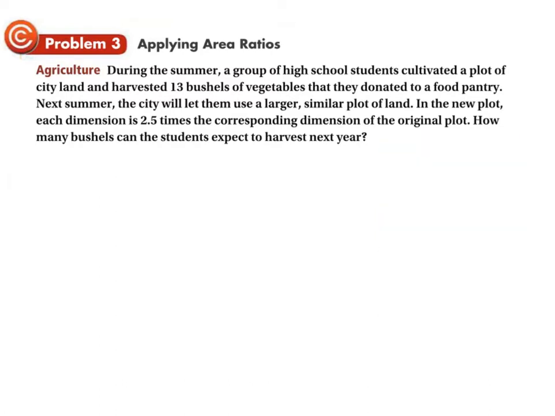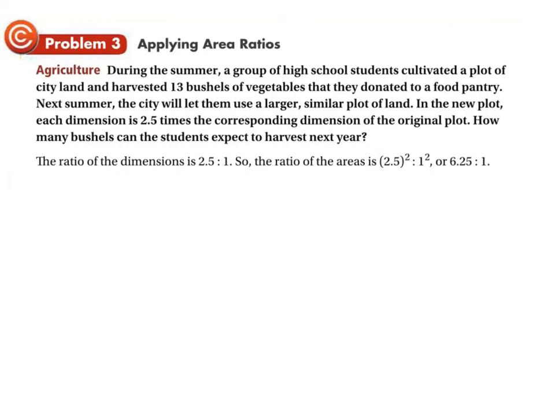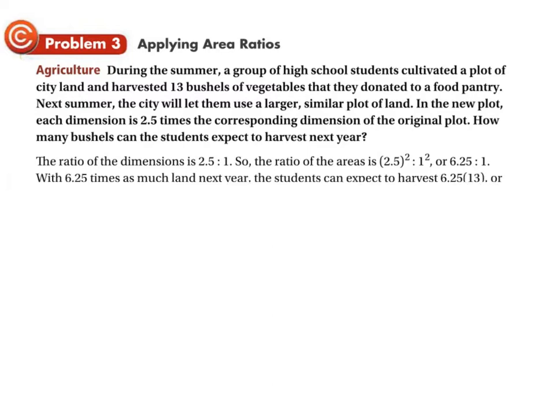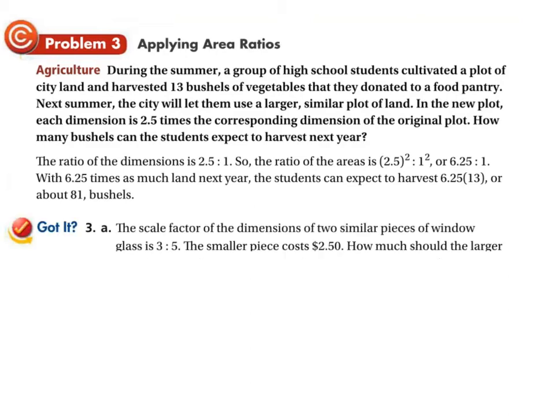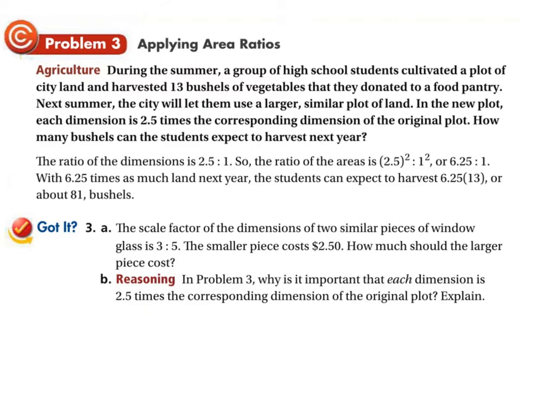So how do we do this? Well, the ratio, if we're doing larger to smaller, is 2.5 units for every 1 unit on the original smaller plot of land. So their area ratio is 2.5 squared to 1 squared, or 6.25 to 1. Okay? So with 6.25 times as much land, the students can expect to harvest 6.25 times the amount of bushels, or about 81 bushels. Okay, got it? So here's your got it problem.